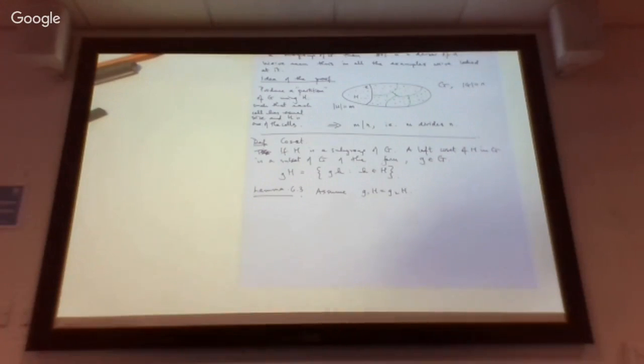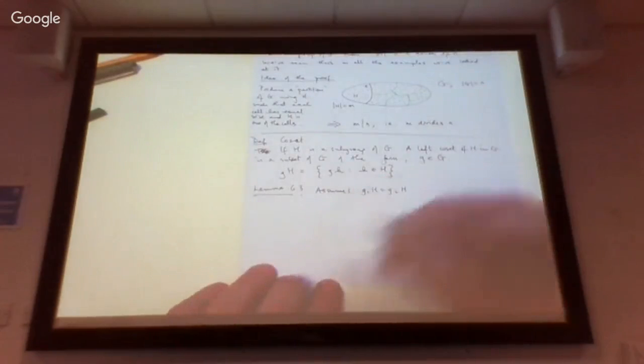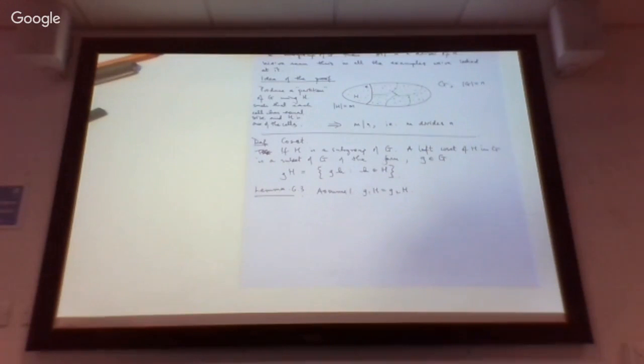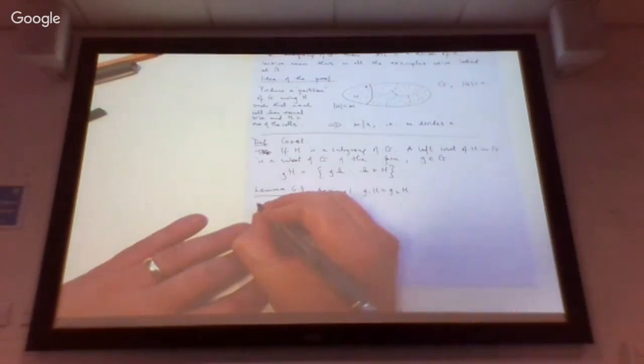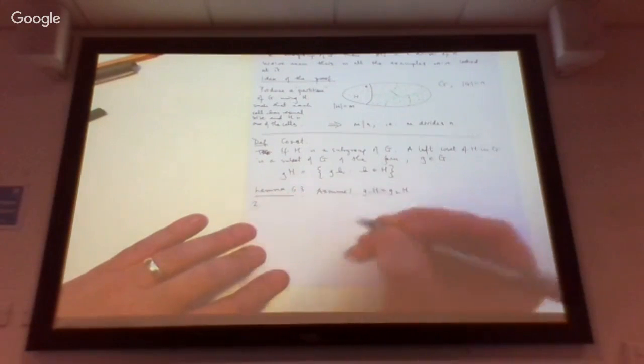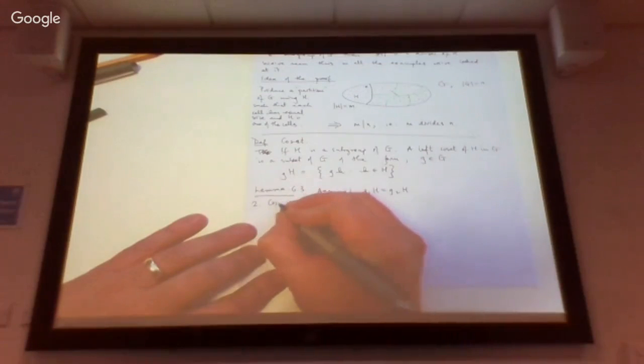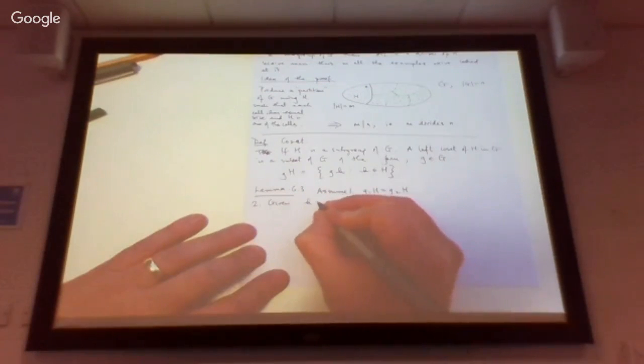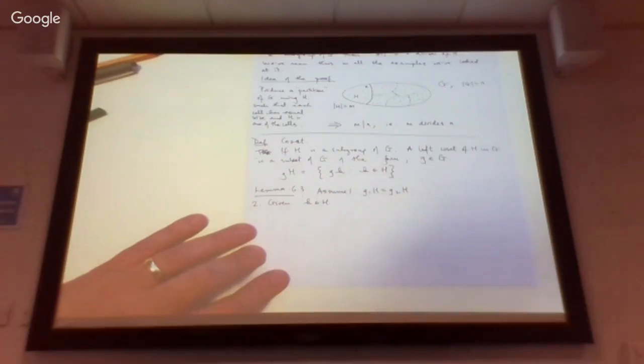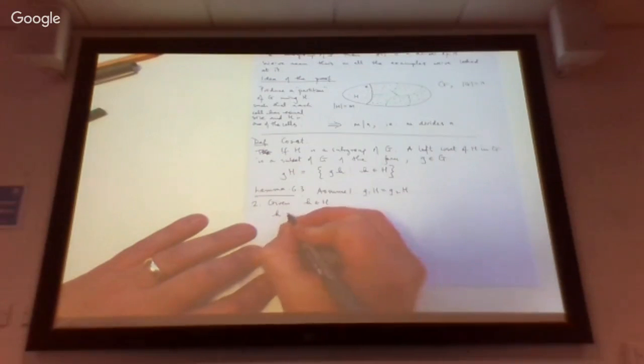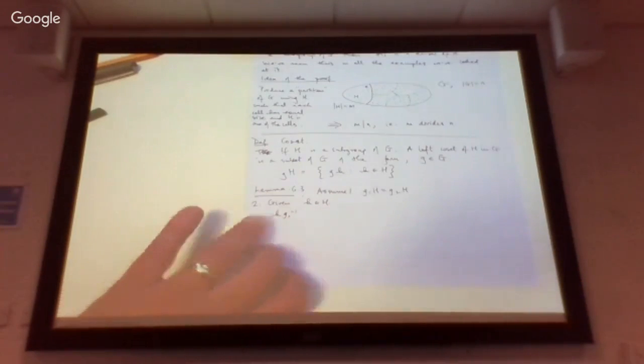Okay, so that's statement one. So let's see if we can prove that that's equivalent to statement two. Okay, so we'll attempt to prove statement two. So given any little h in H, you look at the element little h G1 inverse.